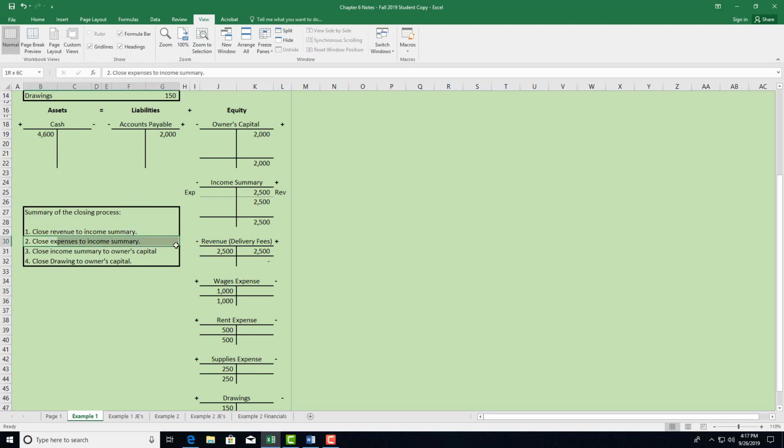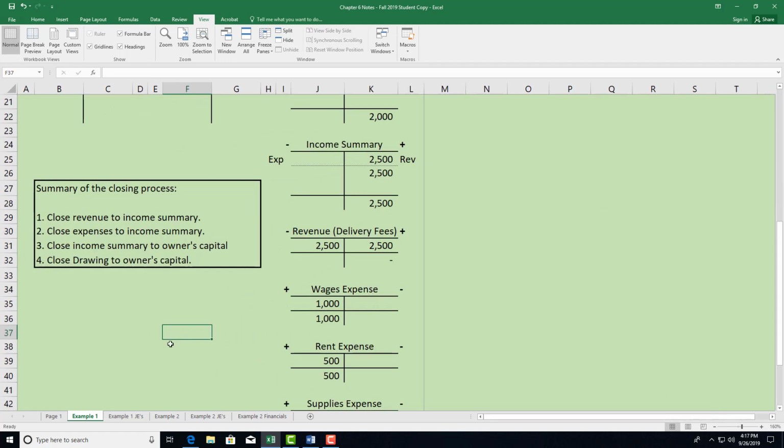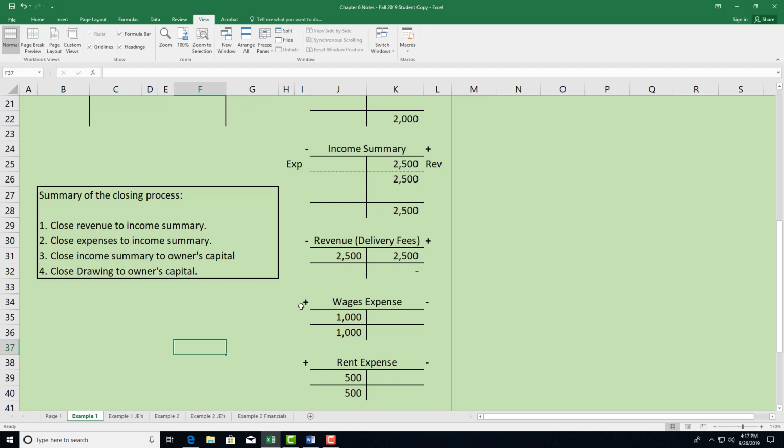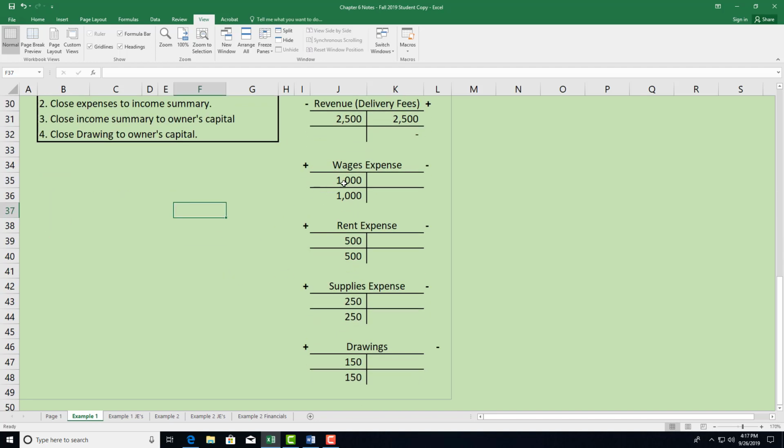Step 2 says to close expenses to income summary. So when I look at my expenses, all three have debit balances. That account needs a credit to be 0. That account needs a credit to be 0. And that account needs a credit to be 0. So I credit wages expense 1,000, rent expense 500, and supplies expense 250.